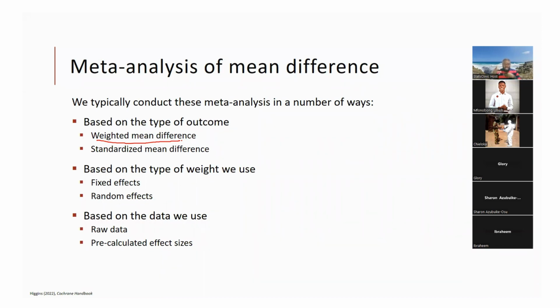But when we want to do a meta-analysis of mean difference, there's a number of decisions you have to make. You want to see, should I use a weighted mean difference or should I use a standardized version? The other question, and these are the other questions that we looked at when we did the ratio measures, is what kinds of weights should we use? Fixed effects, random effects, raw data, pre-calculated effect sizes. Those are the same as what we saw last week. But this week, there's an additional layer on top of that. And that is, should I use a weighted mean difference or a standardized mean difference?